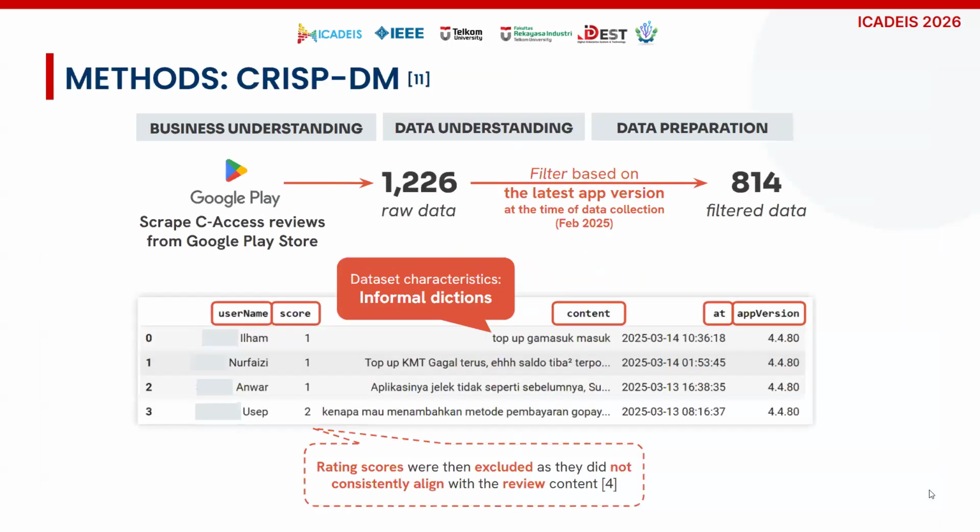We follow the CRISP-DM framework, starting from understanding the business, understanding the data, and preparing the data itself. So we perform scraping from the Google Play Store on the reviews, and we filter the reviews based on the latest version available at the time of collection, in February 2025. This is done to ensure that the reviews being analyzed remain current and relevant. And for this study, we only focus on the actual review content.